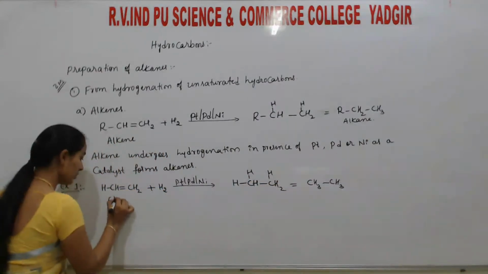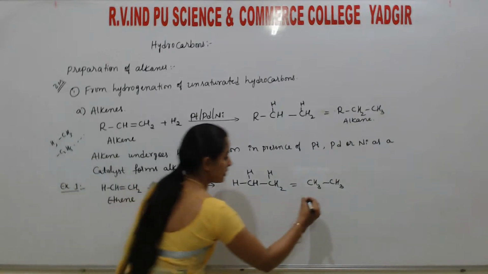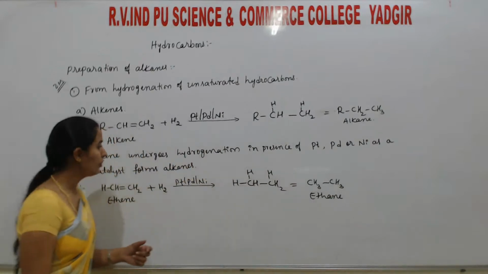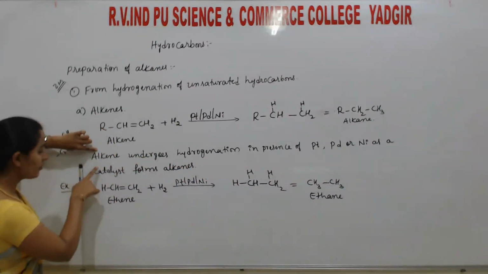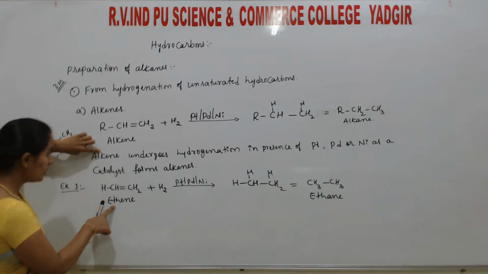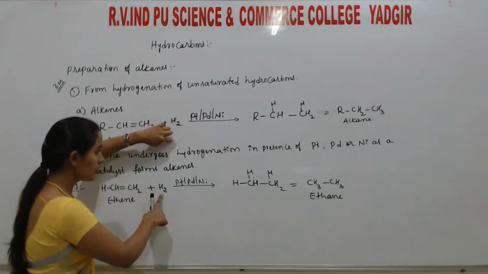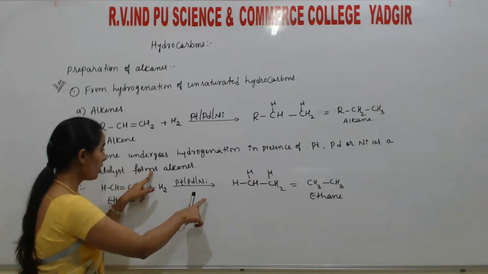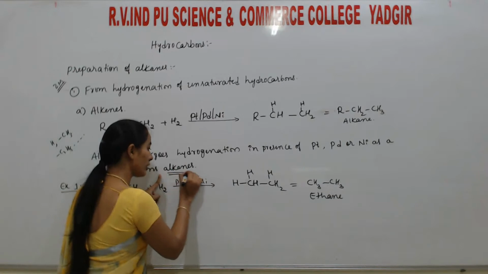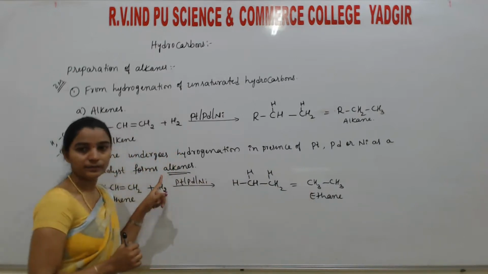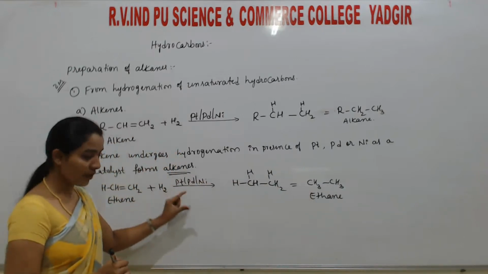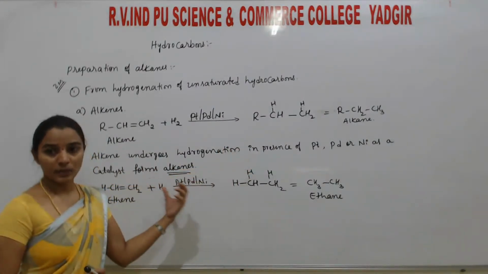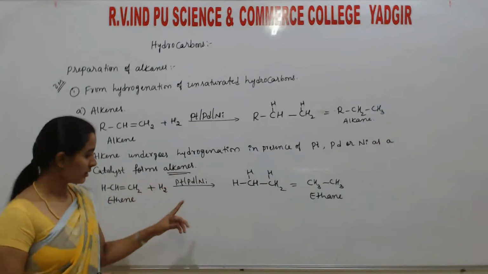So this is ethene. This is ethane. How do you write it? Listen, in the place of alkene, you take ethene. So ethene undergoes hydrogenation reaction in presence of platinum, palladium and nickel as a catalyst and forms ethane, in the place of alkane. Are you getting? This is the way to write the reactions in a statement. Understood? This is the example.